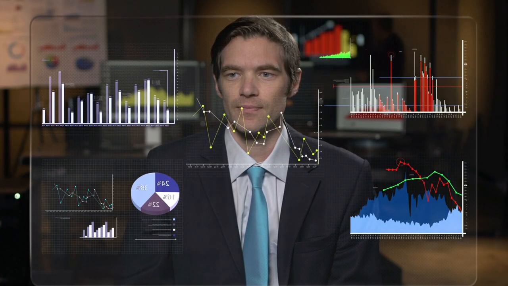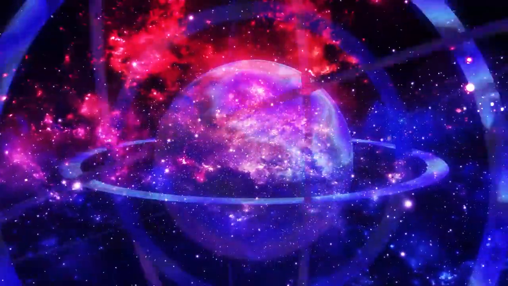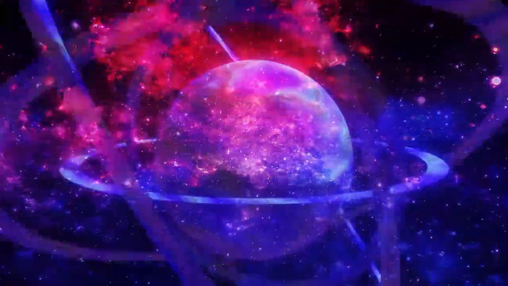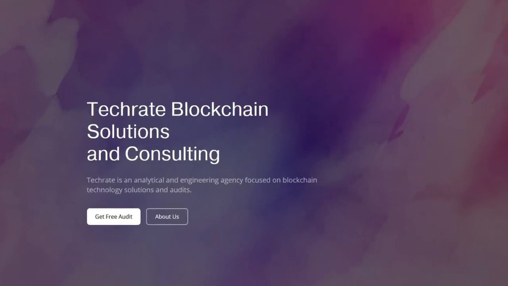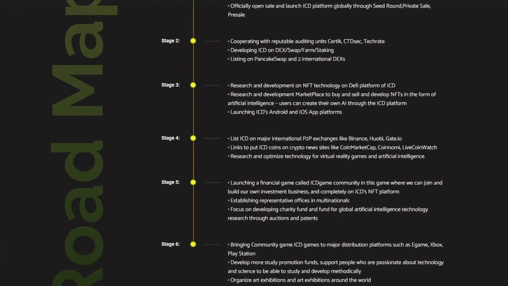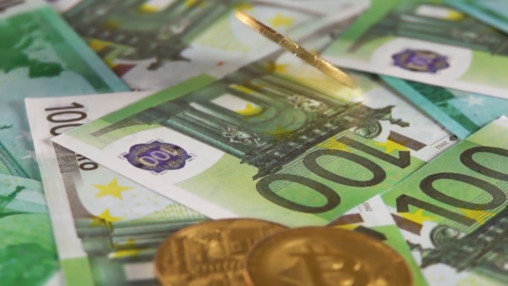IcDefi has thoroughly approached the organization of its future plans, which can be seen on its roadmap. In the future, we will witness many interesting events, for example, cooperation with reputable audit departments Certik, ISTDSEC, the trade, as well as the launch of a financial game called ICD Game, increased funds to promote research and much more.